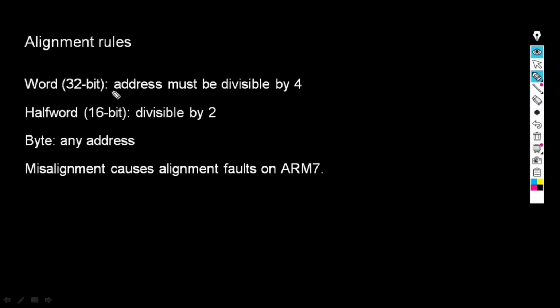There are some alignment rules here. We have already discussed this while explaining the pseudo instruction LDR, but let's revise it. If you want to store or load a 32-bit value, the address from which you are storing or loading should be divisible by 4. If you are storing or loading a half word, that is 16-bit data, then that address should be divisible by 2. If you are trying to access a byte of data, it can be any address as long as all these addresses are in the read-write memory area. These are the conditions. If this rule is not followed, alignment faults are seen.